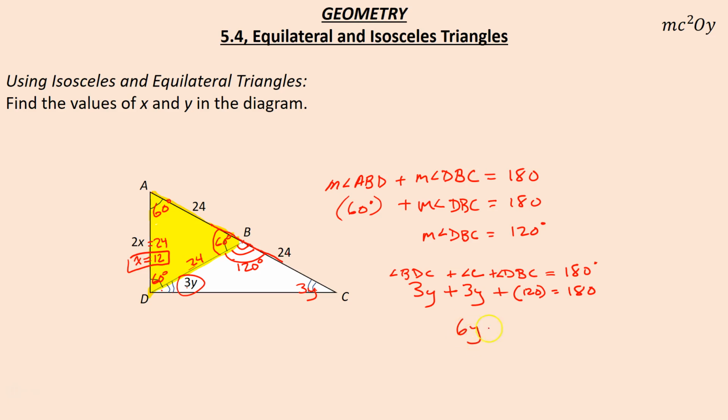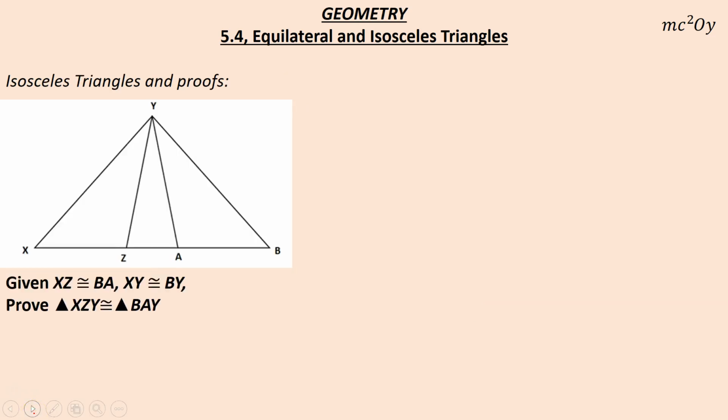And notice now I have 6y plus 120 equals 180. So that means 6y is equal to 60, and 1y is equal to 10. All right. Very good. So y is equal to 10 there. Very good. Okay, hopefully we all got that. Let's go ahead and try a proof here.